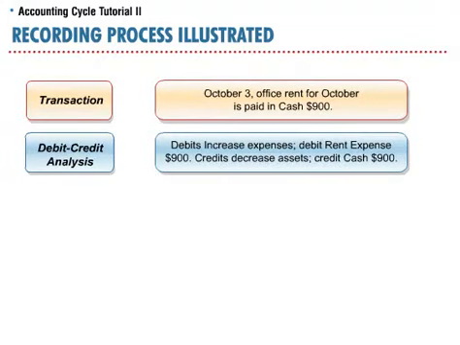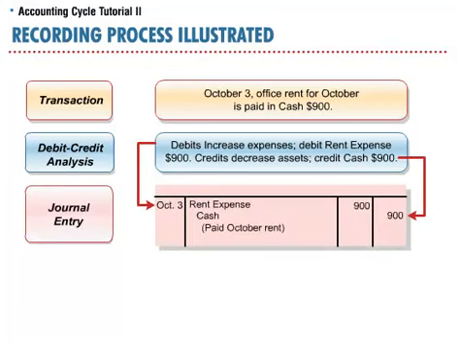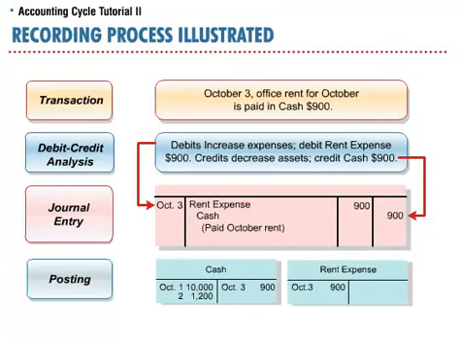Debits increase expenses. Therefore, debit rent expense $900. Credits decrease assets. Therefore, credit cash $900. The journal entry to record this transaction would be as shown, and the posting of this entry would appear in the ledger using T accounts.